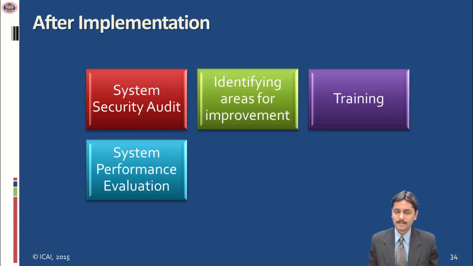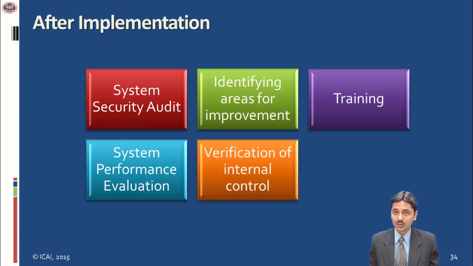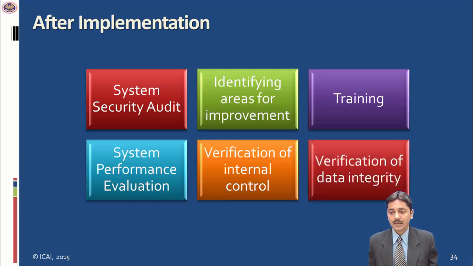System performance evaluation. We had planned that the system will be up to a particular mark, and whether it is really working up to the mark, the performance of the system should be evaluated continuously on a regular basis. Verification of internal control. We had planned for these types of controls. Are these controls really working today also? Even after 1 year, 2 years, 3 years, the control must work forever. And to make the controls work, they need to be tested regularly.